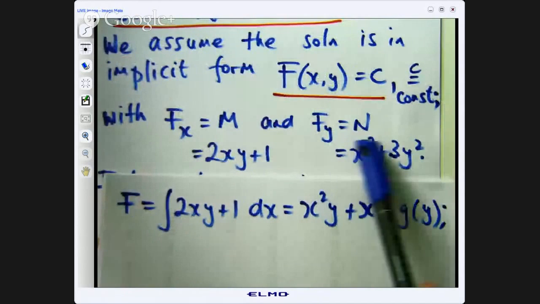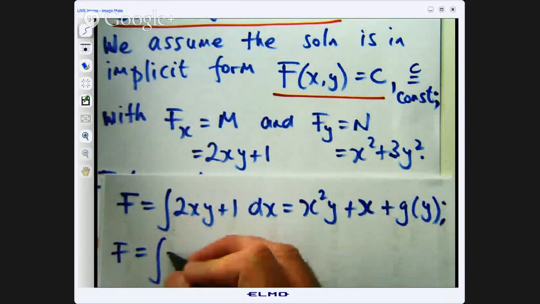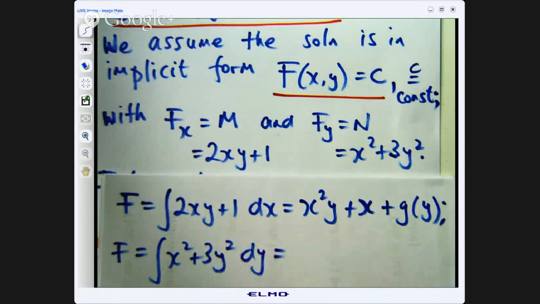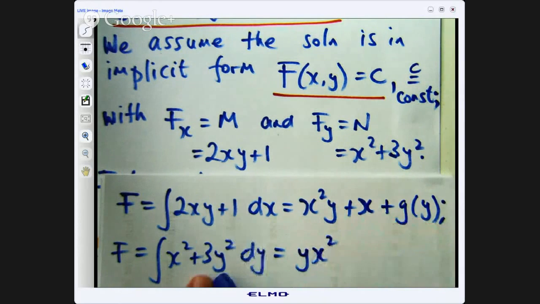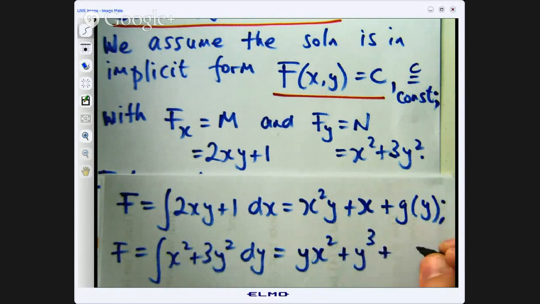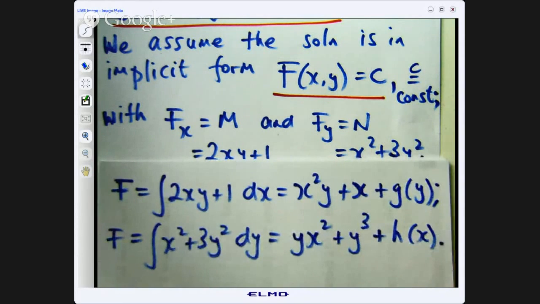Let's integrate both sides of this with respect to y. We'll get the integral of x squared plus 3y squared dy. Okay, so imagine x is a constant and let's integrate with respect to y. So this first term will become yx squared, and this second term will become y cubed. And again, I've got another function of integration with respect to the other variable, h of x in this case. All right, so we're making our way through the problem.